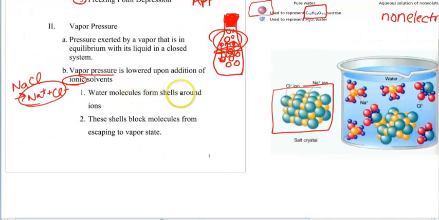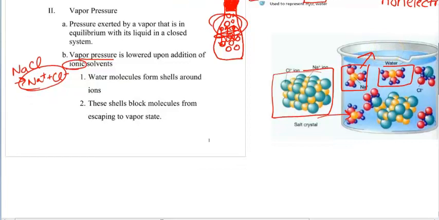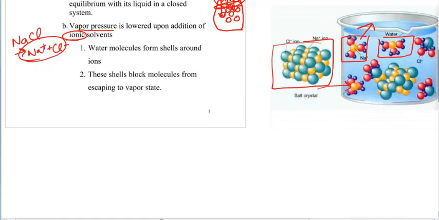Water molecules are going to form shells around the ions, and then these shells are going to block the molecules from escaping to a vapor state. So this here is your salt, and the water is going to trap in those ions, preventing it from evaporating. Again, lowering your vapor pressure. And that's what is going to cause the other colligative properties.